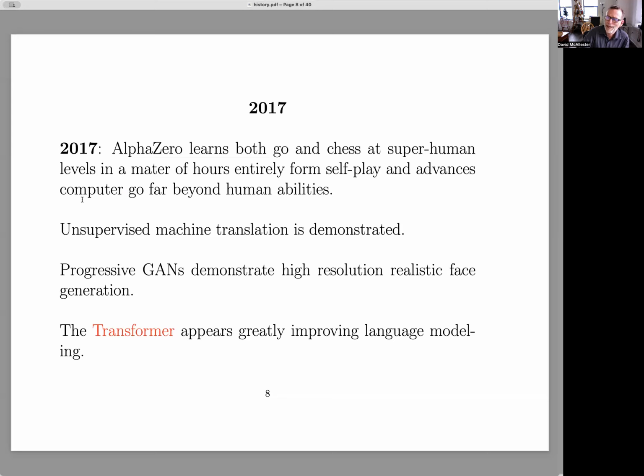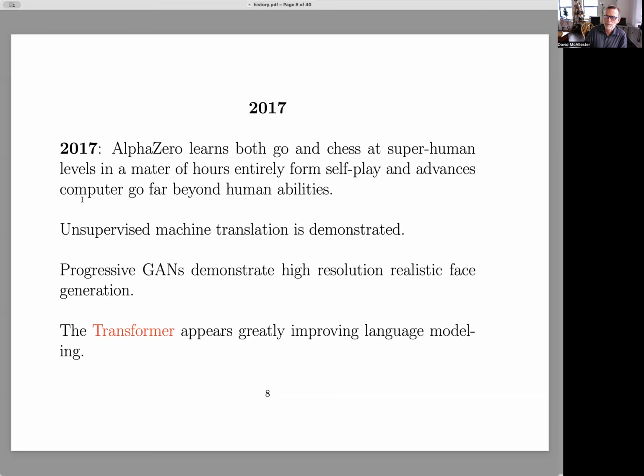A new form of GAN was developed called progressive GANs. This came out of NVIDIA, and this was really shocking progress. And we'll see some pictures of this later. Okay, 2017. Now this is getting to be more like 5 or 6 years ago.